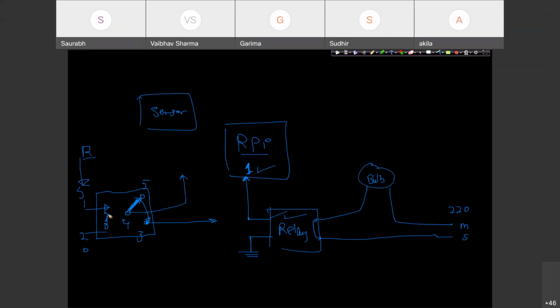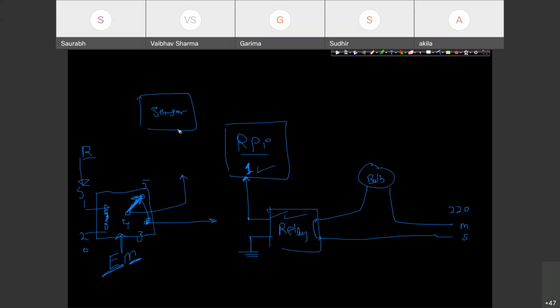field gets generated, and this relay is called an electromechanical switch. You can understand that a bit of the electronic part is involved, and a bit of the mechanical part is involved. So there is mechanical movement of this knob; you can consider a spring here. This knob will be switching between pin number 3 and pin number 5 automatically, depending upon the magnetic field getting generated through this coil, and the magnetic field is getting controlled through the Raspberry Pi.